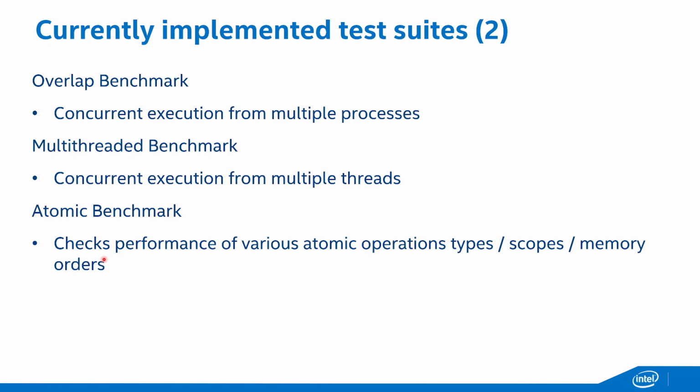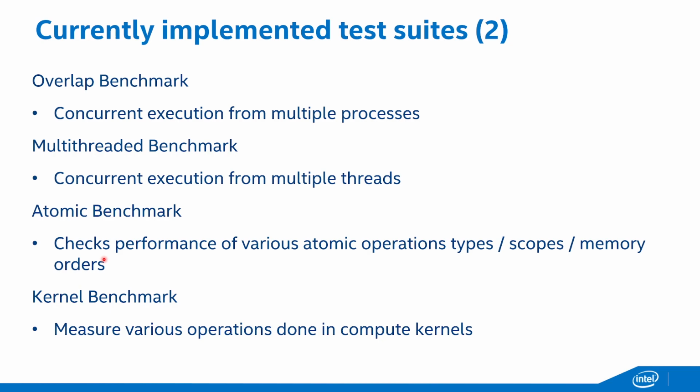And we measure those in various scenarios. We permute by all those types, scopes, and memory orders to make sure that we cover all bases. So this is a quite humongous test suite with a lot of use cases. We need to be sure that all atomics are efficient. And finally, we have a kernel benchmark where we can do various operations in the kernel on the GPU itself. So how fast we are doing additions, subtractions, multiplications, everything like that. This is what this benchmark measures.